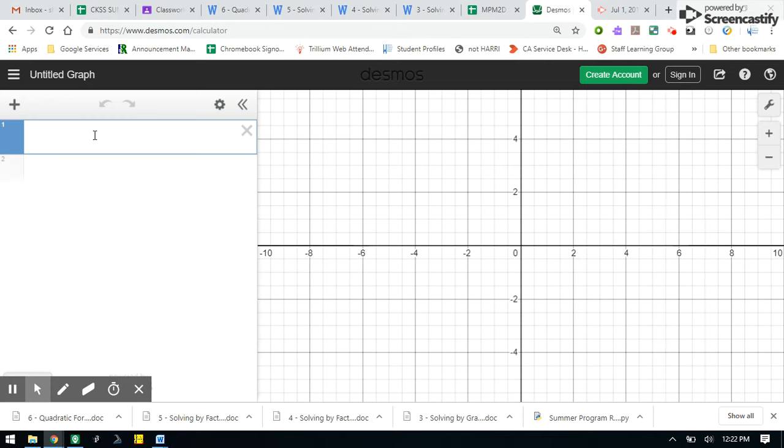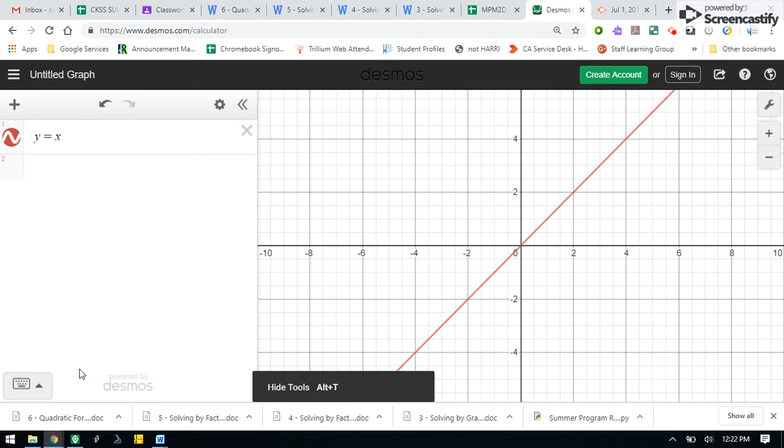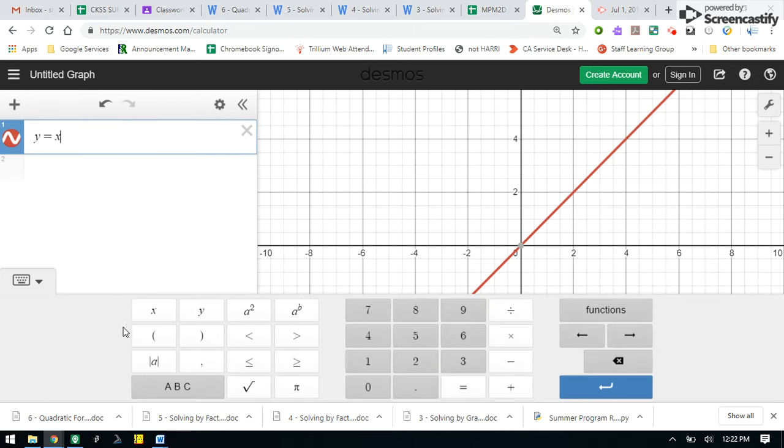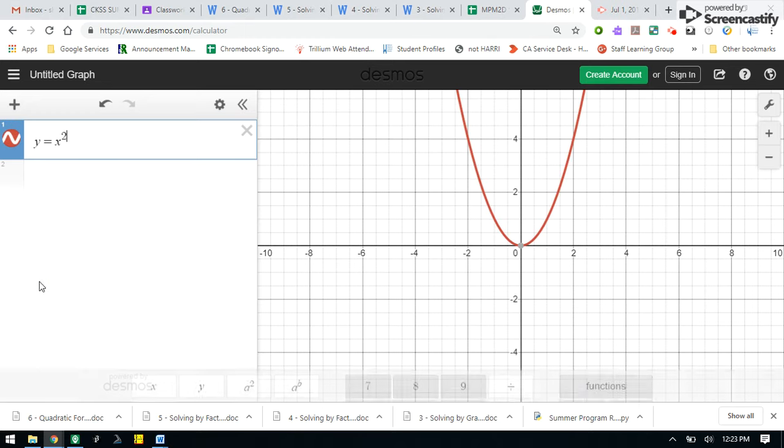So I'm going to say y equals x, and now you can pull up this little keypad here, and it's got to the power of 2 or to the power of b, where you can choose your own. Or you can use your keyboard: just above the 6, there's that little hat-looking thing. If you push shift and then 6, it'll automatically go up to give you an exponent. If you notice, my cursor just moved, so I hit squared. Of course, if you're on a mobile device, you'll have to use the keypad.